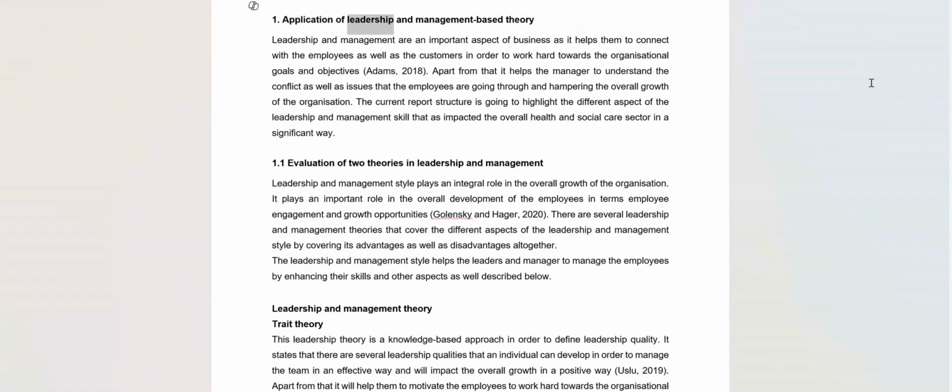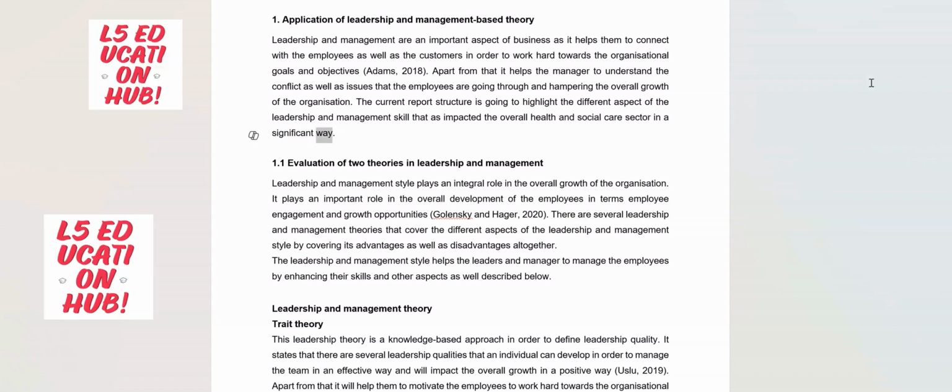1. Application of leadership and management-based theory. Leadership and management are an important aspect of business as it helps them to connect with the employees as well as the customers in order to work hard towards the organizational goals and objectives, Adams, 2018. Apart from that, it helps the manager to understand the conflict as well as issues that the employees are going through and hampering the overall growth of the organization. The current report structure is going to highlight the different aspects of the leadership and management skill that has impacted the overall health and social care sector in a significant way.